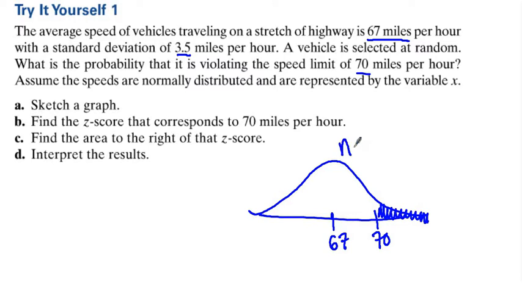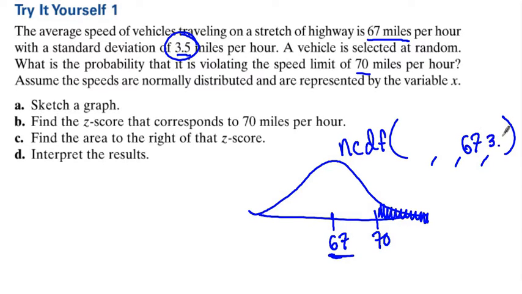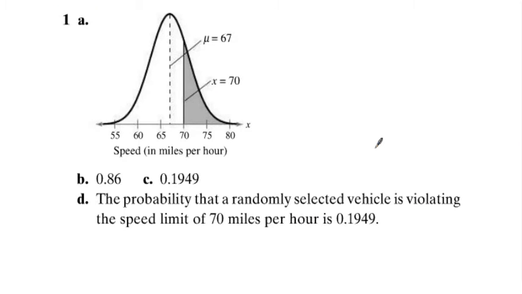So you have to figure out, NCDF is just an abbreviation for normal CDF, what your lower and upper will be. Your average is going to be 67 and your deviation is 3.5. Try to plug those in, see what you get. Your lower should be this number right here, the lower bound, 70, and the upper is way out here. Let's call it 10,000. When you plug that in, hopefully you wind up getting a 19.49% probability, which is what that picture shows right there.